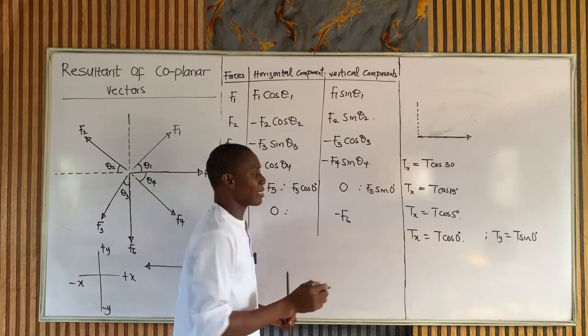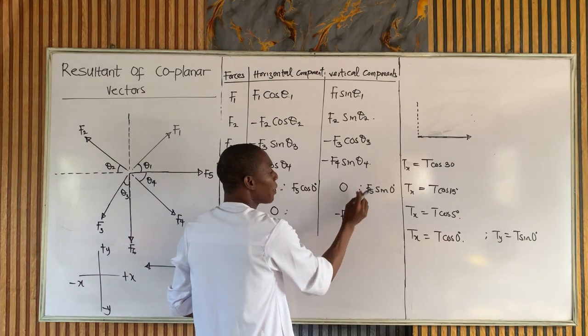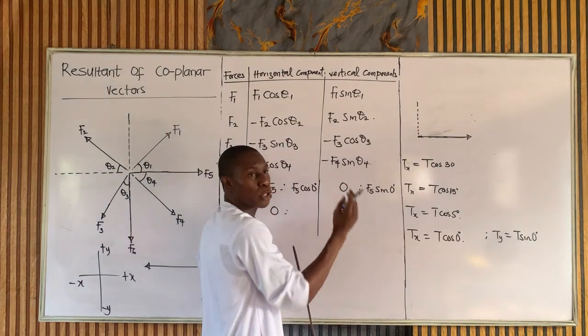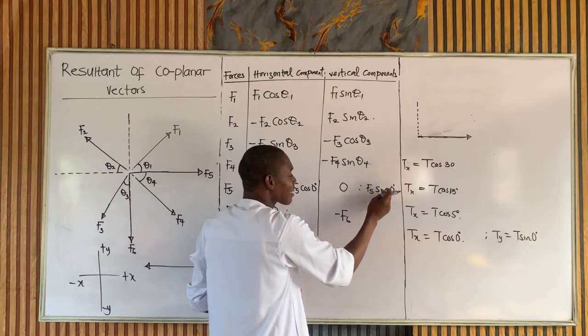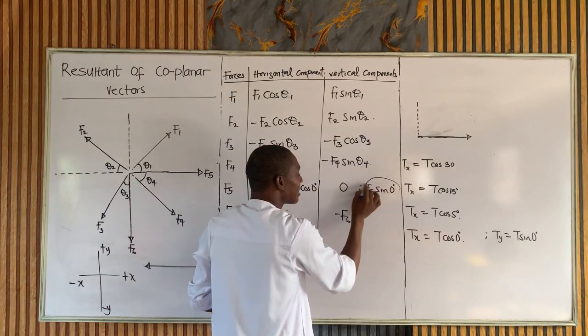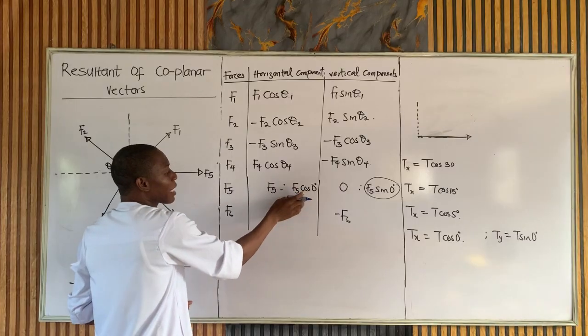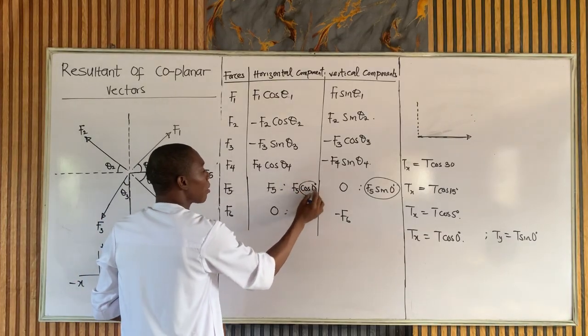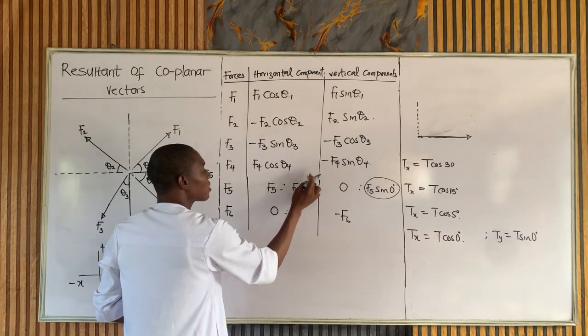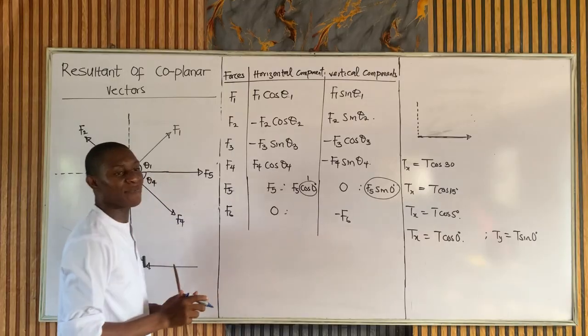Now the gist is this. That sine 0 is 0. So whatever F5 is, if F5 is 100, 100 times sine 0, which is 0, will make everything here 0, which is the same value we have here. And cos 0 simply means 1. So it's going to be F5 times 1, which gives us our F5 as well.